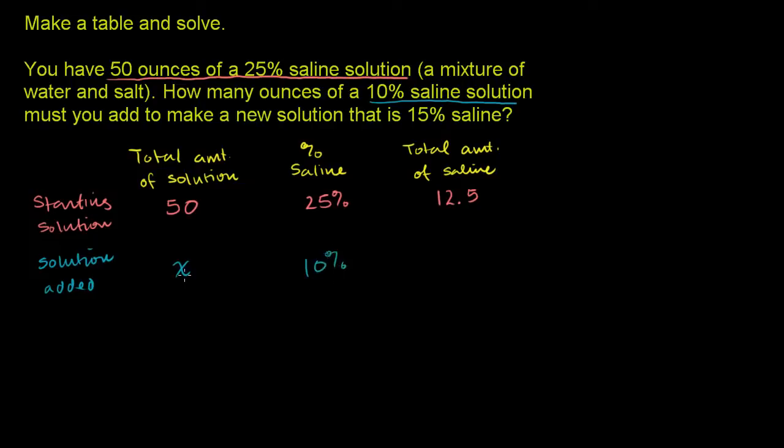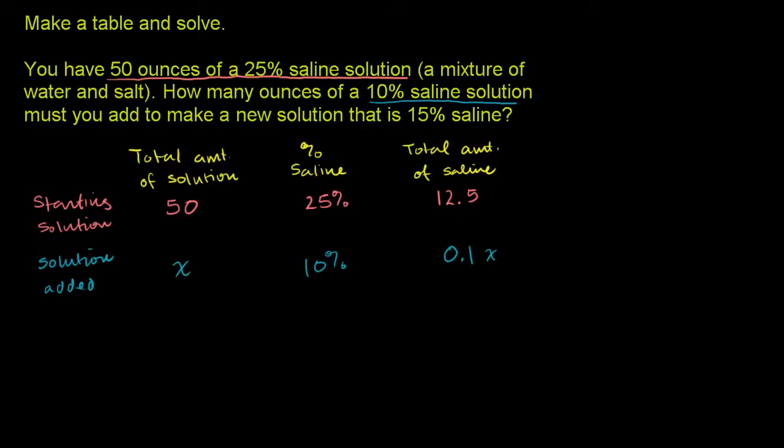And if we know what x is, we know the total amount of saline is going to be the 10% of x. If we had 50 here, it would be 10% of 50. If we had 10 here, it would be 10% of 10. So the amount of saline we have in x ounces of the solution is going to be 0.1x, or 10% of x. That's what 10% of the solution being saline means.